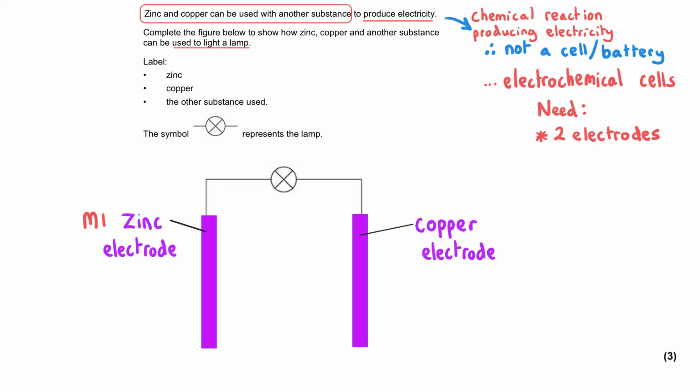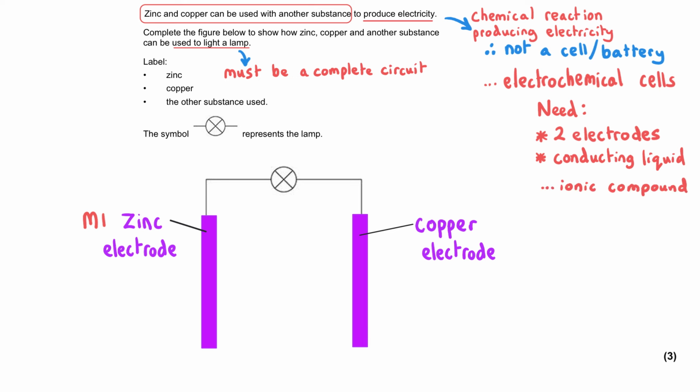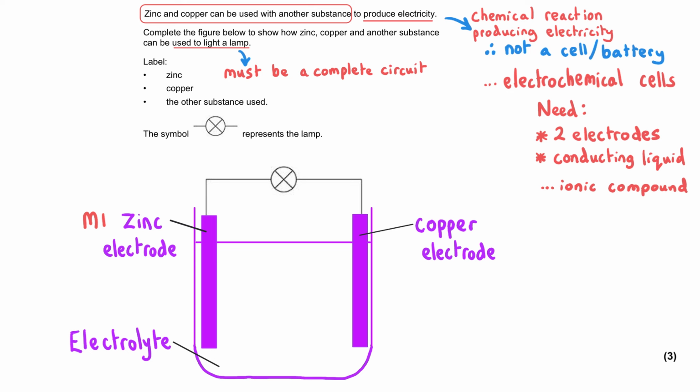And since we are using this chemical reaction to light a lamp, this must mean that we have got a completed circuit. And so we need to connect our two electrodes with something that can conduct electricity. And we should know that in cells, what we need to use is an electrolyte. And so our electrodes need to be sticking into some kind of conducting liquid, which is the electrolyte.